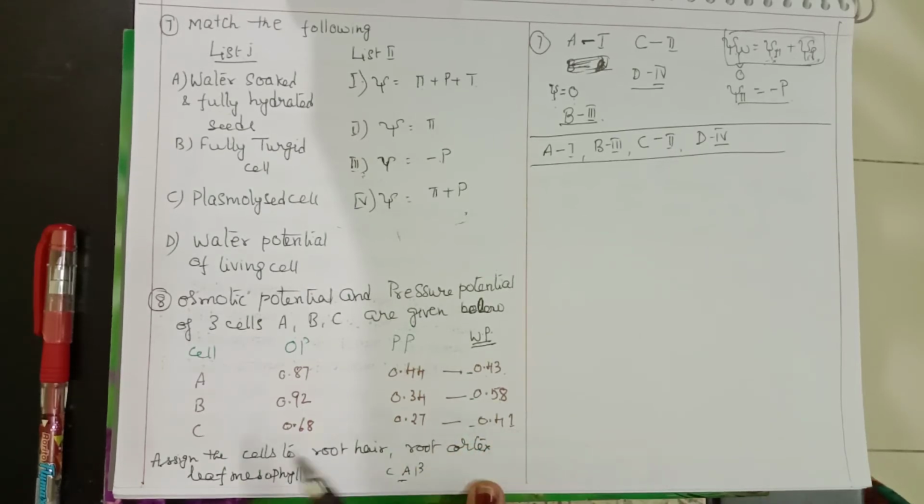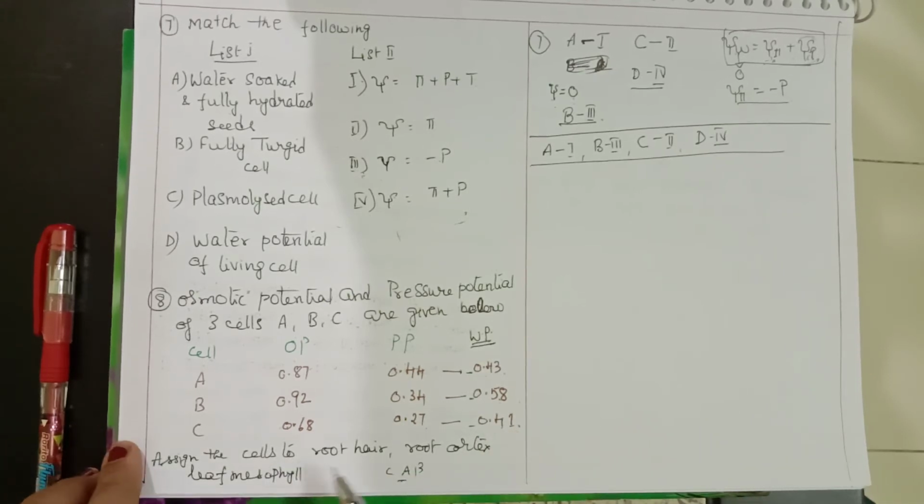And for C, osmotic potential and pressure potential are given as 0.68 and 0.27. So you will get a water potential value of minus 0.41. Now what is the question? Assign the cells to root hair, root cortex and leaf mesophyll cells.